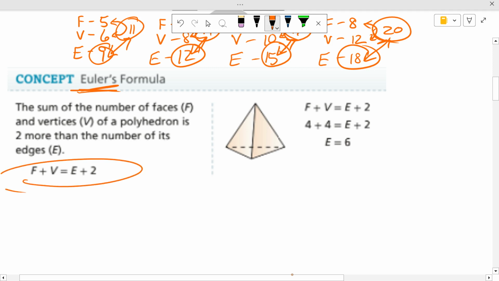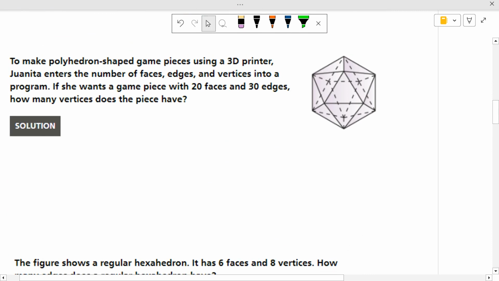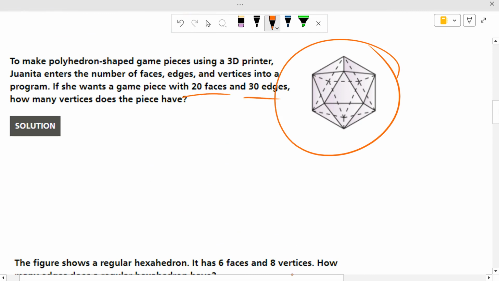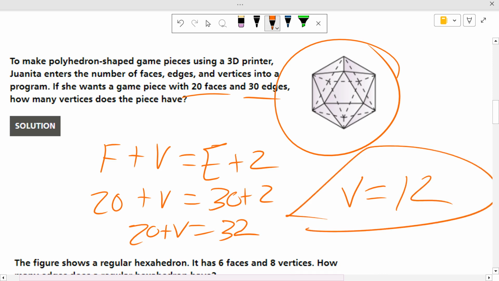Okay? Faces plus vertices equals edges plus 2. So when they give you two of them, you just use the formula. Because it would be tough to add up all these just by looking at it, right? But they give you the faces and the edges. Faces plus vertices equals edges plus 2. So 20 plus v equals 30 plus 2. 30 plus 2 is 32. 20 plus what makes 32? 12. There's 12 vertices. Boom. Easy peasy, lemon squeezy. You don't have to count.